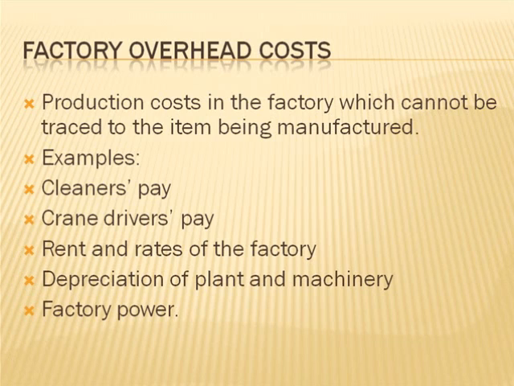Now we look at factory overhead costs or factory overhead expenses. These are production costs in the factory which cannot be traced to the item being manufactured. Examples are cleaners' pay, crane drivers' pay, rent and rates of the factory, the depreciation of plant and machinery, and factory power. These are examples of production costs or factory overhead costs.